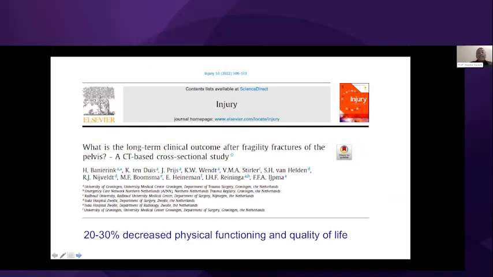What do we expect after fragility fractures of the pelvis? What is the long-term clinical outcome? 20 to 30% of cases showed decreased physical functioning and quality of life.